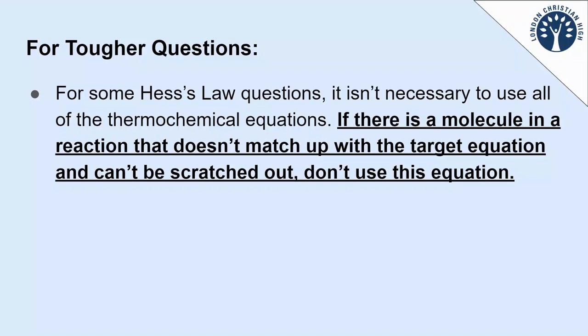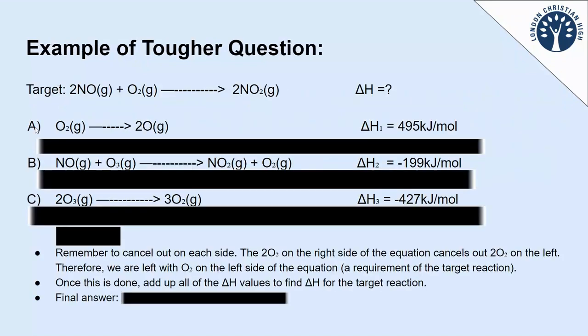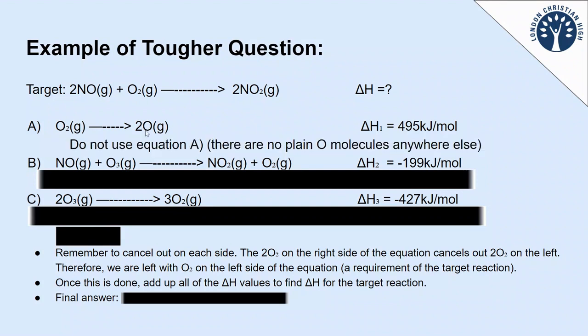One thing to note is that you don't always need to use all of the thermochemical equations. If there's a molecule that doesn't match up with the target reaction and can't be scratched out, don't use this equation. Here's an example. In this question, we noticed that there were no plain O molecules anywhere other than equation A. Because of this, we don't use equation A.